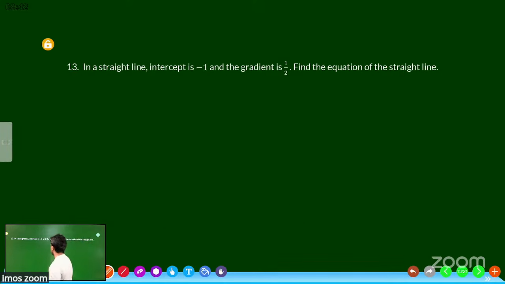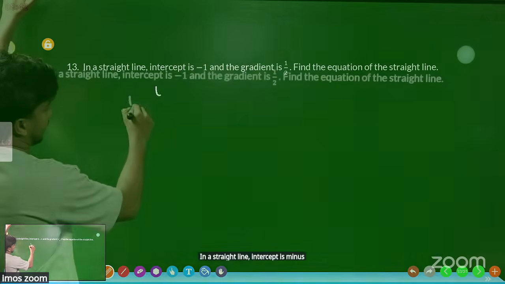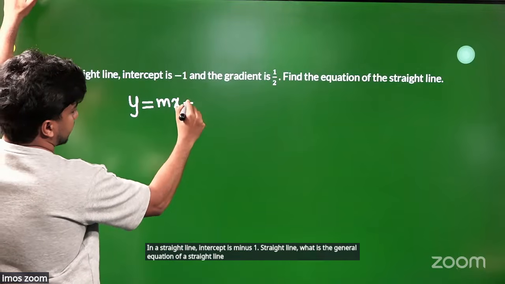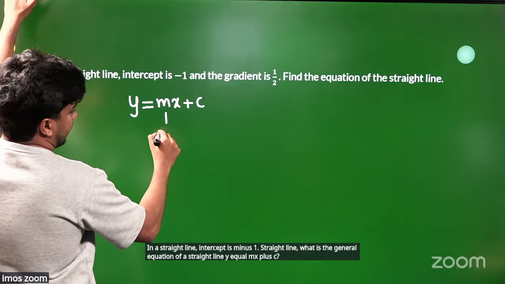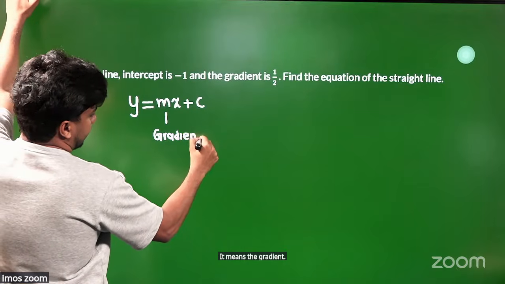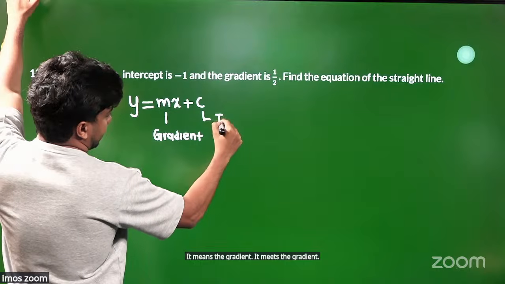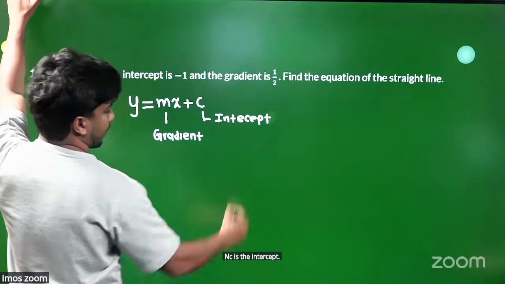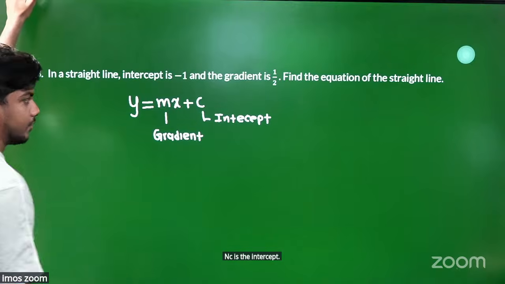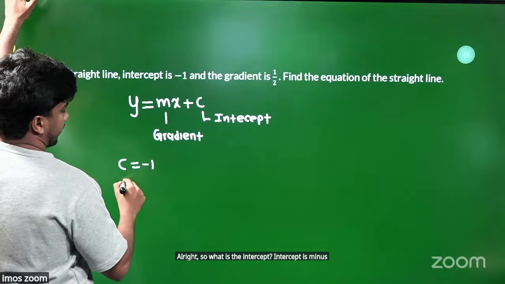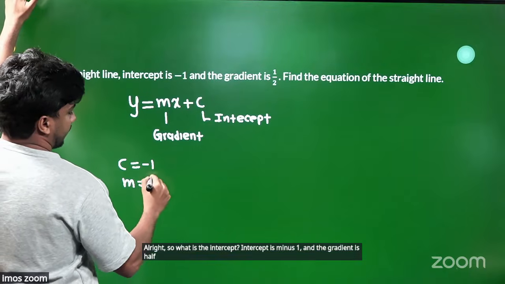In a straight line, the intercept is -1. We know it is a straight line. What is the general equation of a straight line? y = mx + c. m is the gradient and c is the intercept. So what is the intercept? The intercept is -1 and the gradient is half.